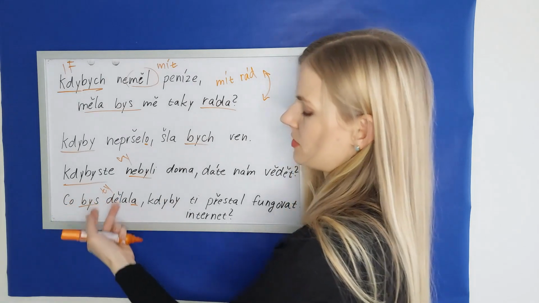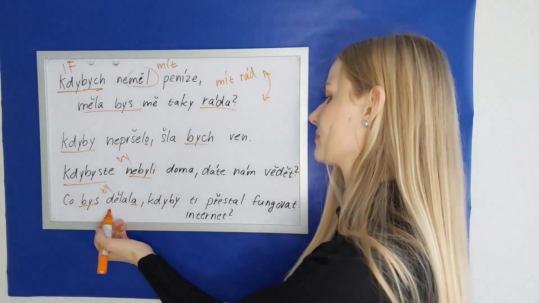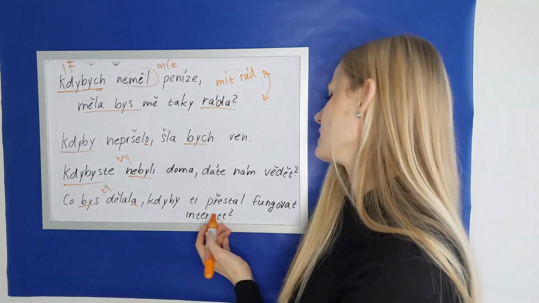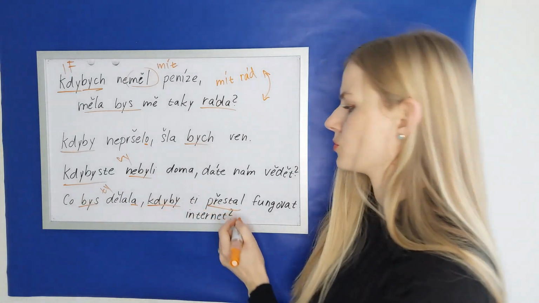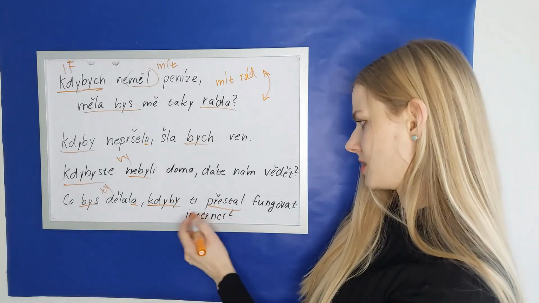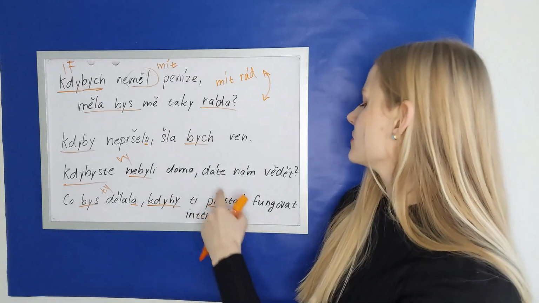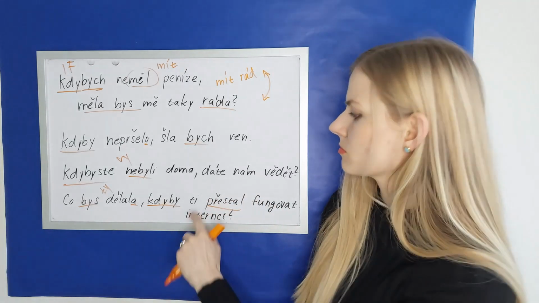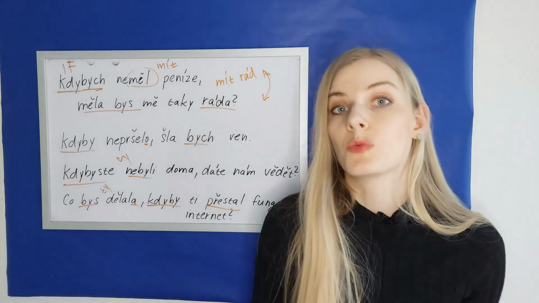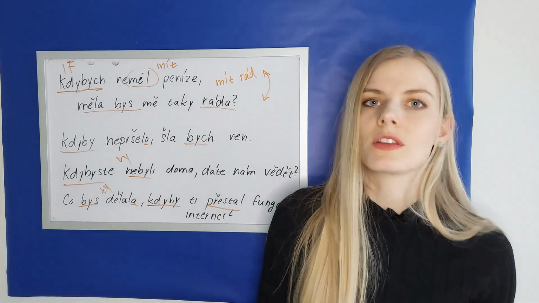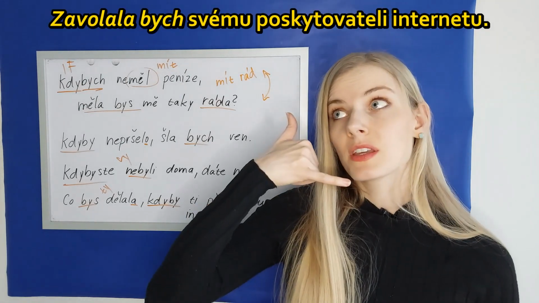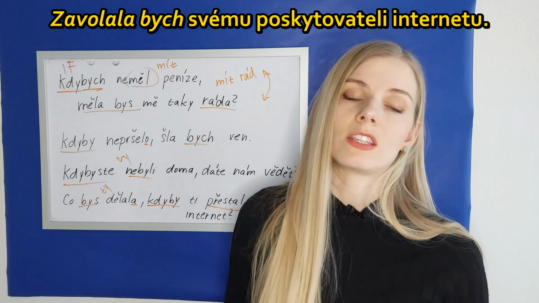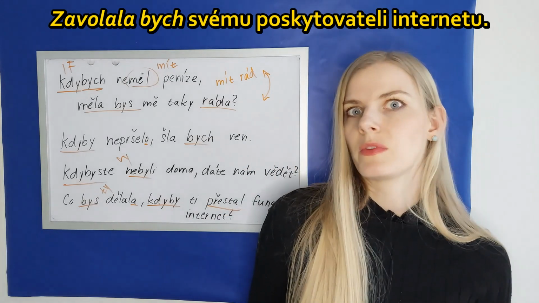We have to invert the order. Co bys dělala, kdyby ti přestal fungovat internet? Kdyby přestal. So these two refer to the third person. Internet is the subject. If the internet stopped working for you, if your internet stopped working. So what would you do if your internet stopped working? Vůbec nevím. No idea. Zavolala bych svému poskytovateli internetu. I would call my internet provider.